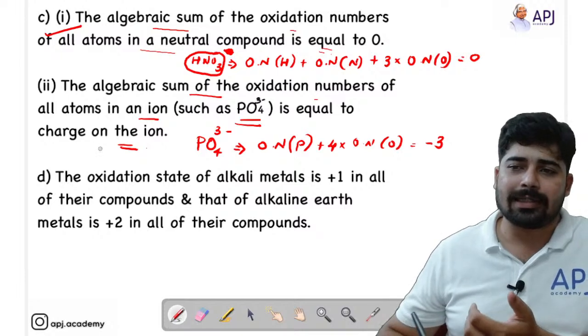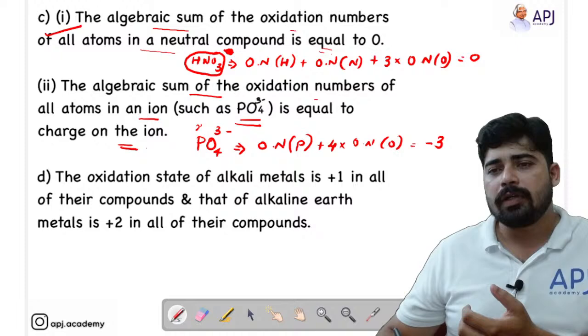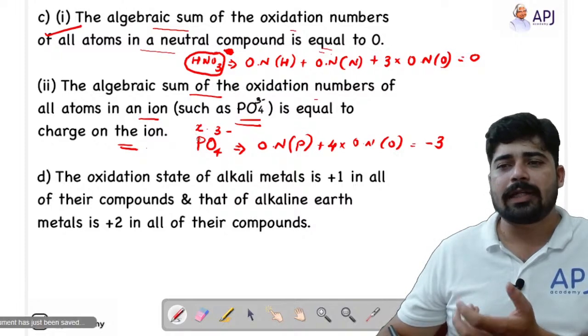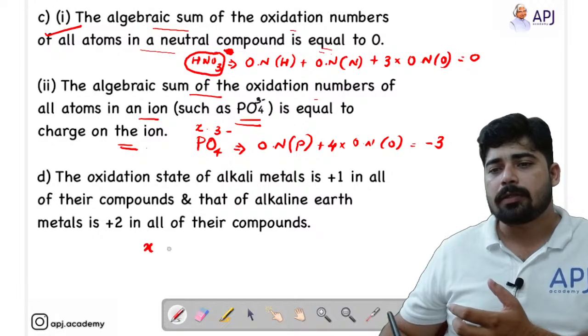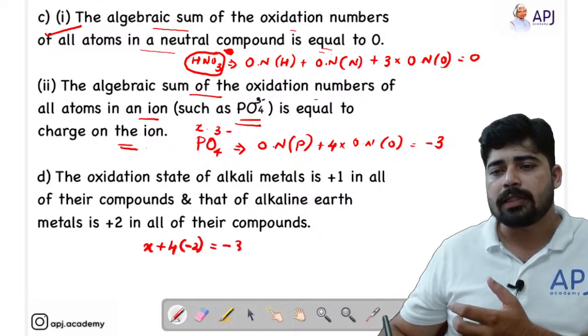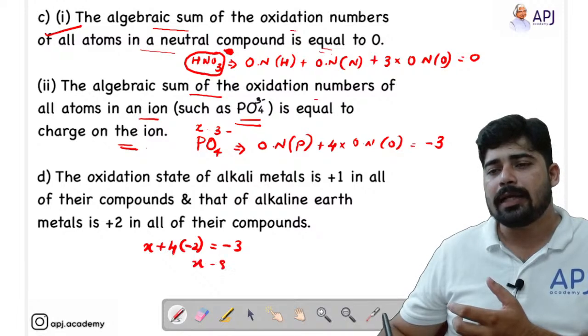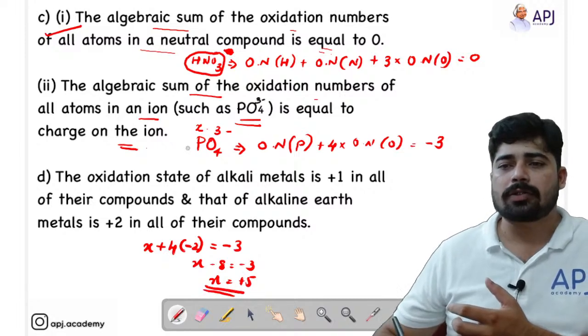So, let's check the oxidation state of phosphorus in this compound. For the time being, we will take X as the oxidation number of phosphorus. So, X plus 4 times the oxidation state of oxygen, which is generally -2, so I'll take it as -2, equal to the charge on the molecule, which is -3. So, X minus 8 equals -3. So, X equals +5. So, in this case, the oxidation state of phosphorus is +5.